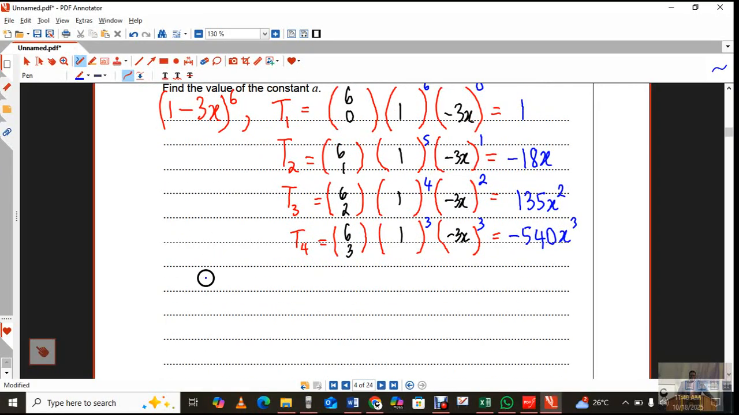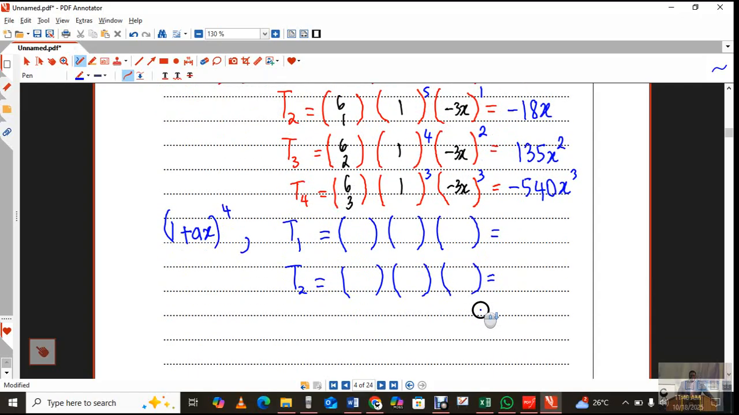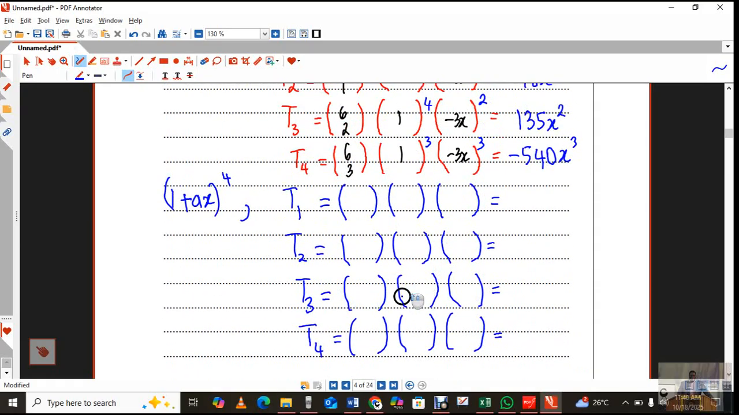I'm going to do the same for this one, which is (1 + ax), and it was supposed to be raised to the power of 4. So I'm going to do the same with term 1. I'm going to have 3 brackets. Term 2, I'm going to have my 3 brackets. Term 3, same. Term 4, I'm going to have my 3 brackets like so. All right. So I still have enough space to complete the other stuff. Let me just write in.